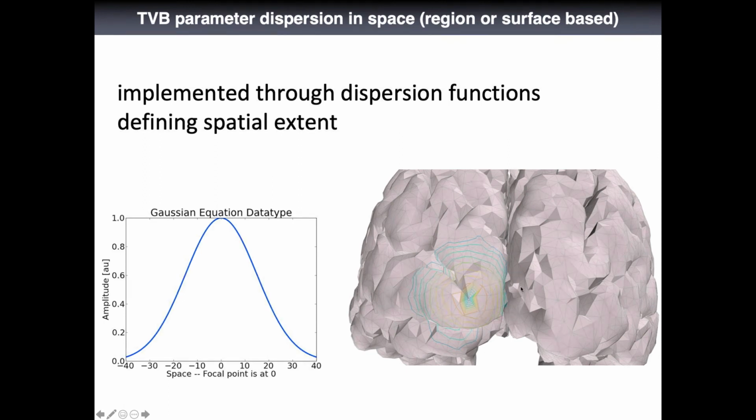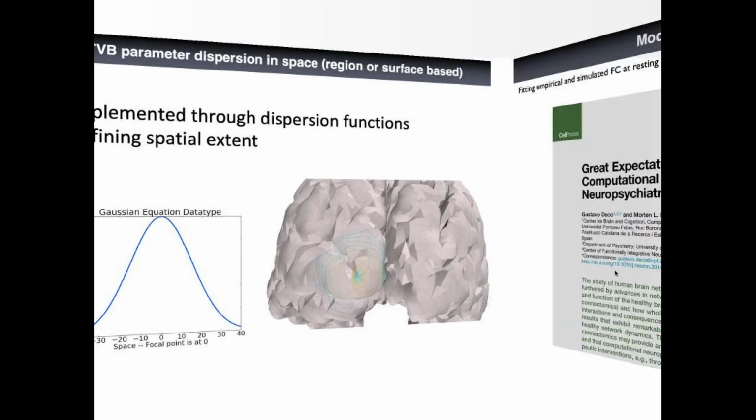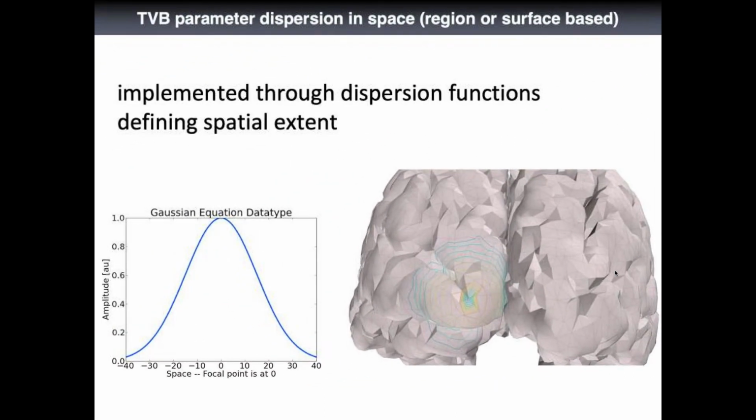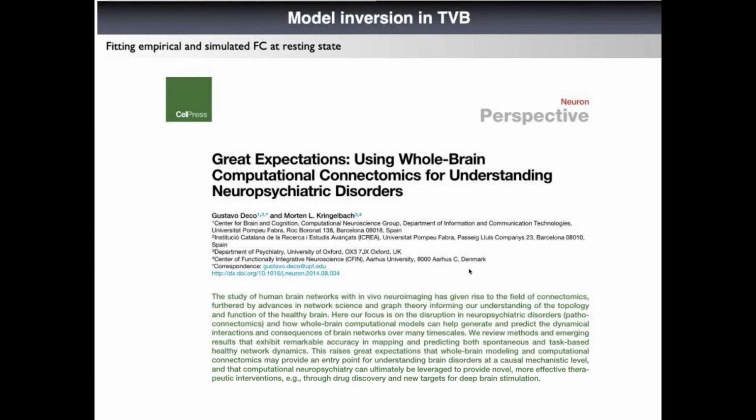Now, there are parameters like the global coupling strength that scale all the connectivity or the speed of transmission delays, but there are also parameters that can change from one side of the brain to the other. When we do brain region simulations, these parameters can be one per brain region node. When we do surface-based simulations, they can have again some kind of spatial extent, like what we show with local coupling or with stimulus.